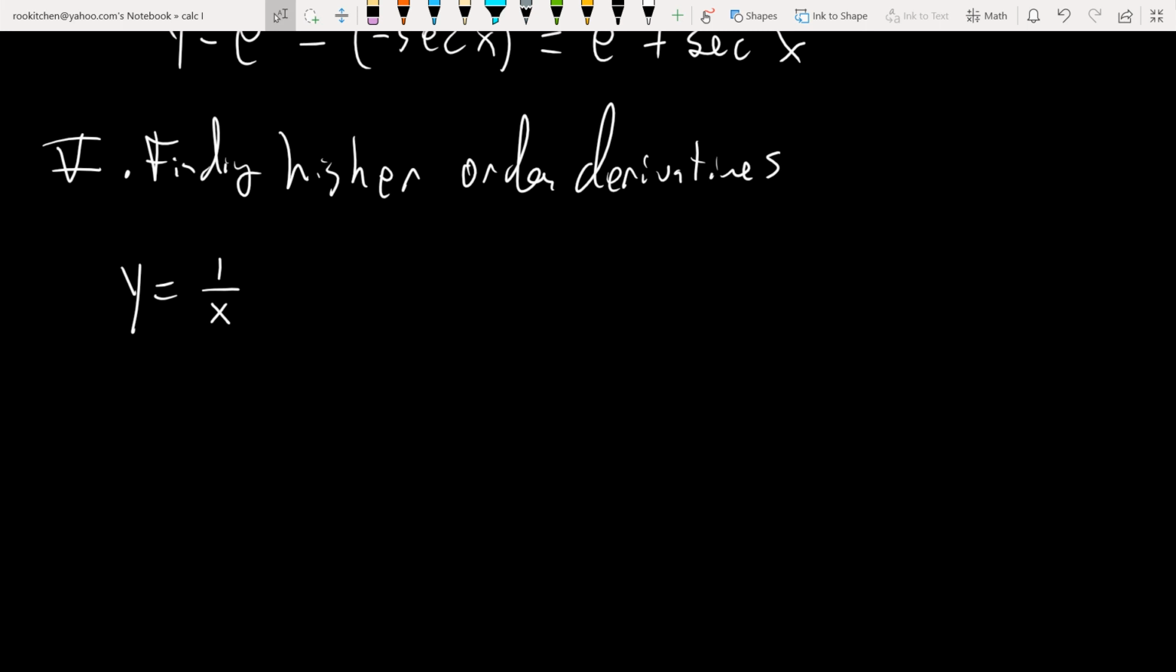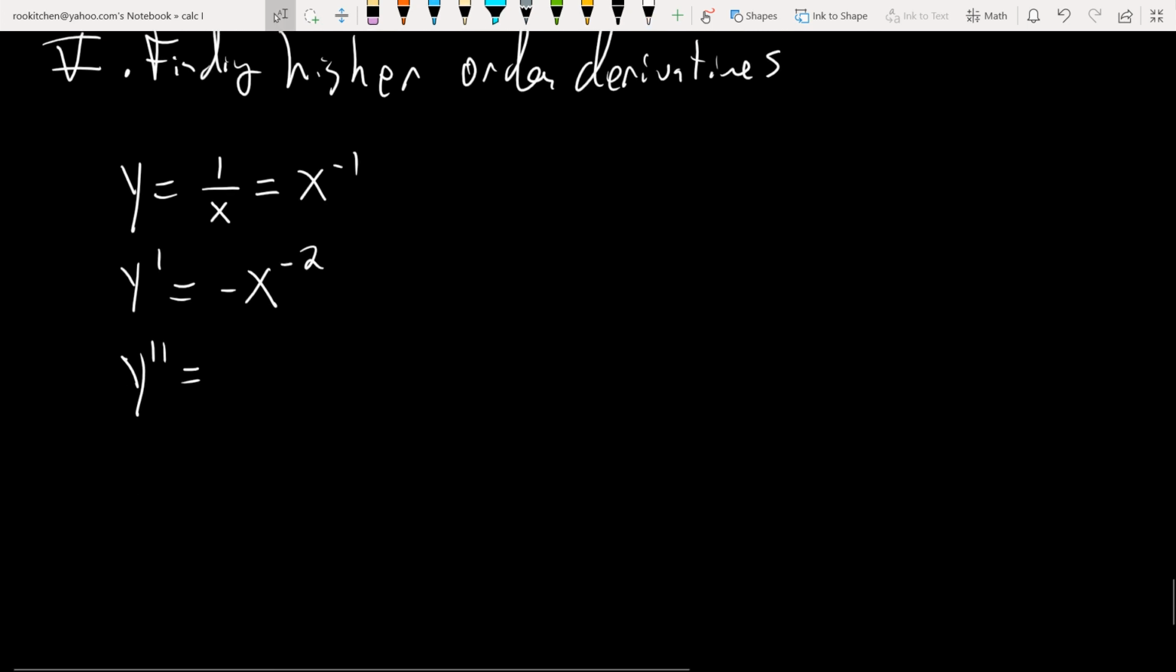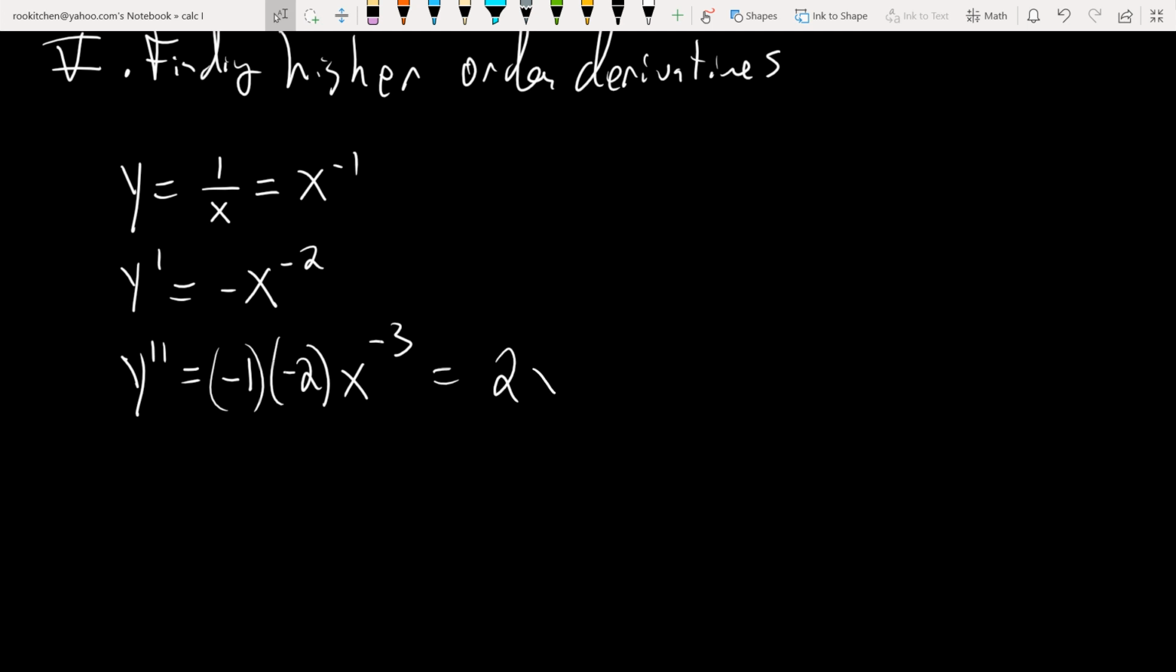Okay, so take its derivative. I'm going to rewrite it as x to the negative 1. And so the first derivative will be: bring down the negative 1, I get negative x to the negative 1 minus 1, which is negative 2. Then the second derivative, and I just put another prime up in the exponent. I'll have negative 1 from the front, the constant in front of the x, and then I bring down the negative 2, and then I have x to the negative 2 minus 1, which is negative 3. And I could clean that up a little.